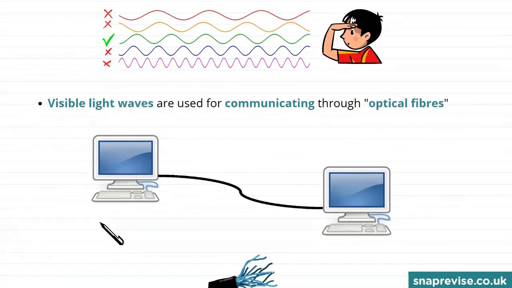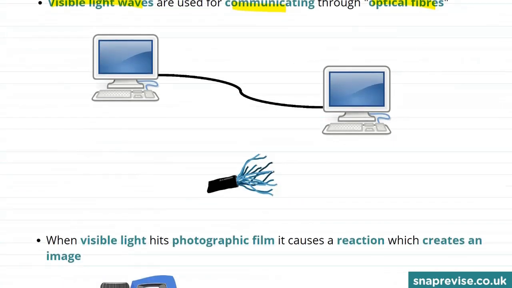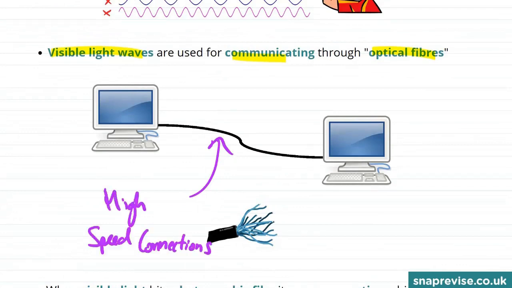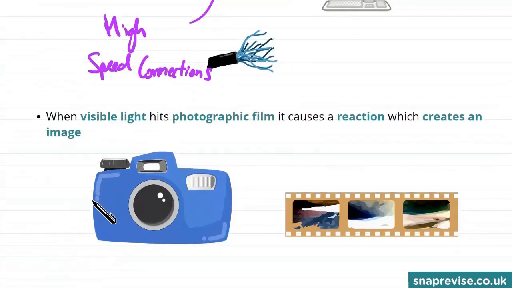But it turns out there's other uses for light waves too. Visible light waves can be used for communicating through optical fibres. Optical fibres give us high-speed connections for computers. Another use is in cameras. When visible light hits photographic film, it causes a reaction which creates an image.